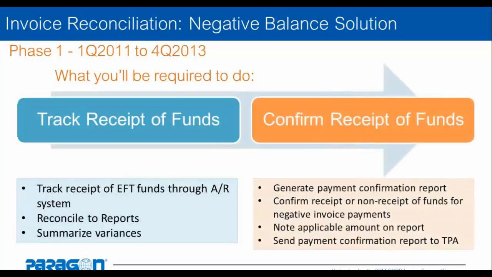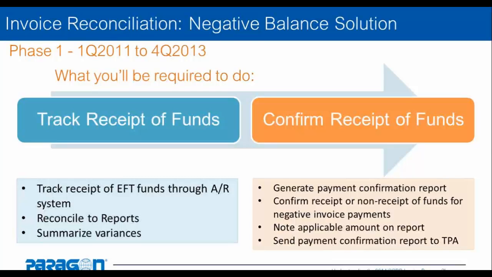confirming receipt of funds. Similar to the regular quarterly invoice process, you will be required to generate and send a payment confirmation report to the TPA within 5 days of the end of the 38-day payment cycle. However, differently than the regular quarterly invoice process, you will be confirming that your organization received the funds or did not receive the funds for the negative invoice payments, as noted on the negative reports distributed by the TPA on April 17th.